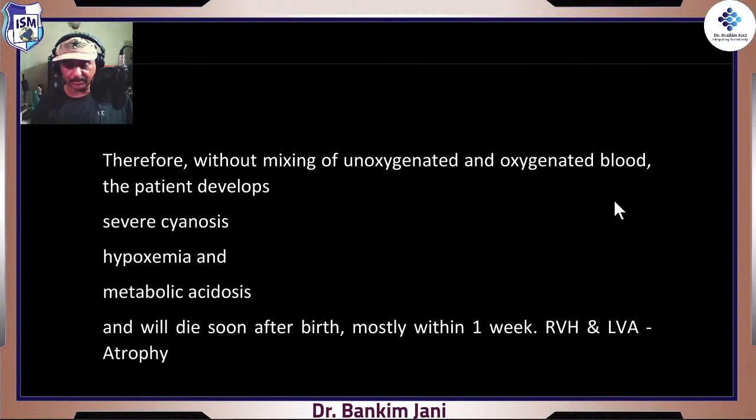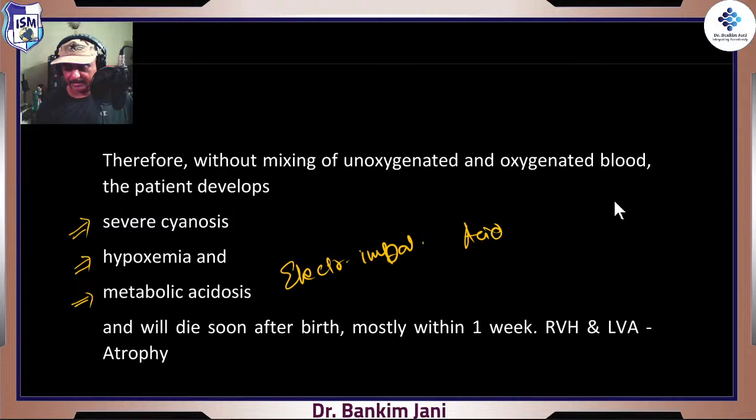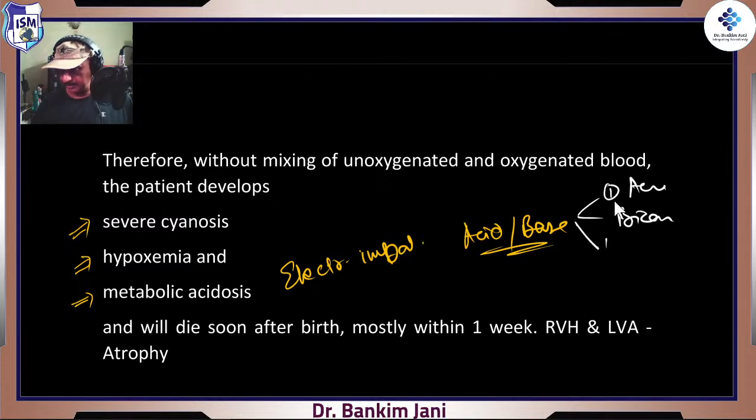So without mixing of unoxygenated blood, patient develops severe cyanosis. From where will he get the oxygen? There is hypoxemia, we talked about it, less oxygen concentration in the blood, and then there is metabolic acidosis. Right, metabolic acidosis, this is like a severe electrolyte imbalance, when there is a problem in the acid base components. And in such cases, it can occur because of so many reasons, right? When there is increased acid production, when there is decrease in the bicarb level, or when the kidneys are not functioning properly and they are not eliminating all those acidic components. So it can lead to metabolic acidosis.